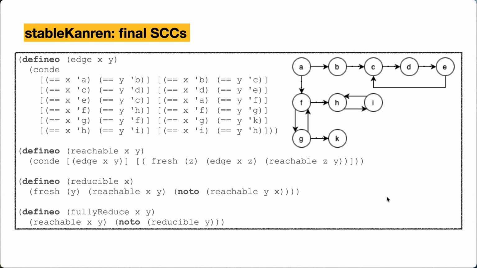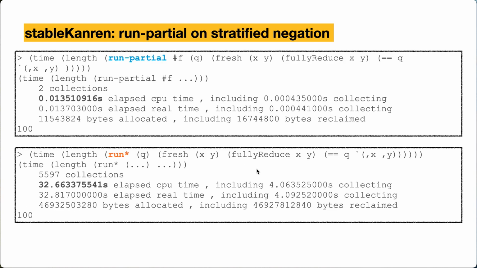So this problem can be encoded in stableKanren like this. And if we try to run it using the run partial interface we mentioned, it goes very fast. It only takes about 0.01 seconds to produce the answers for 100 pairs. But using the stableKanren run interface, it took about 32.666 seconds on the same machine. So this is not ideal.